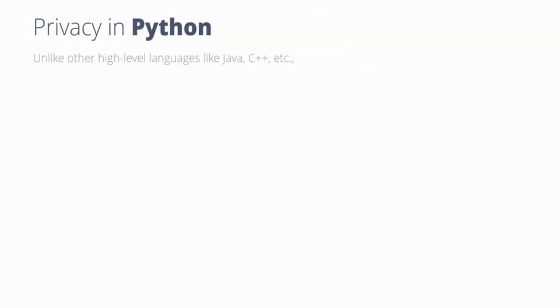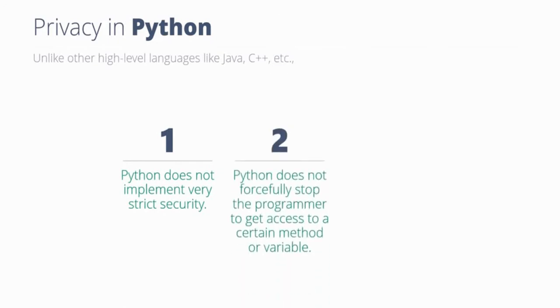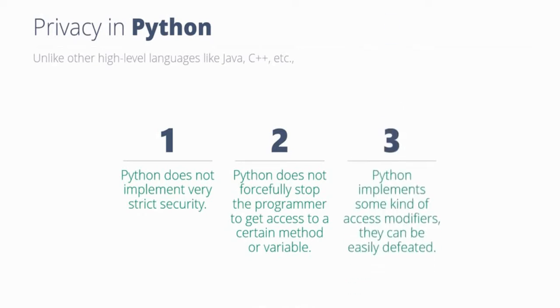Unlike other high-level languages like Java, C++, etc., Python does not implement very strict security. Python does not forcefully stop the programmer to get access to a certain method or variable. Although Python implements some kind of access modifiers, they can be easily defeated.